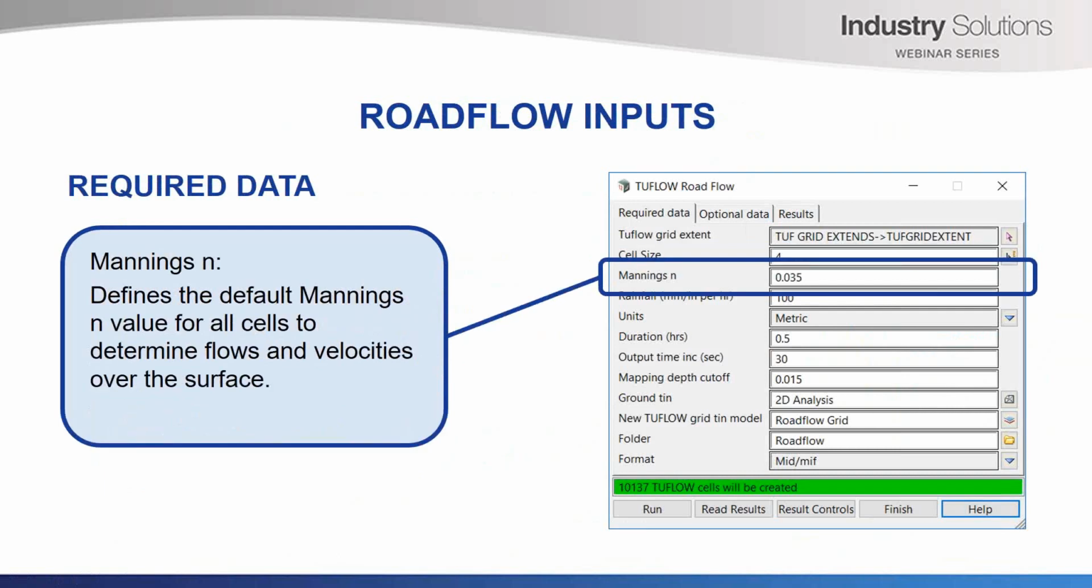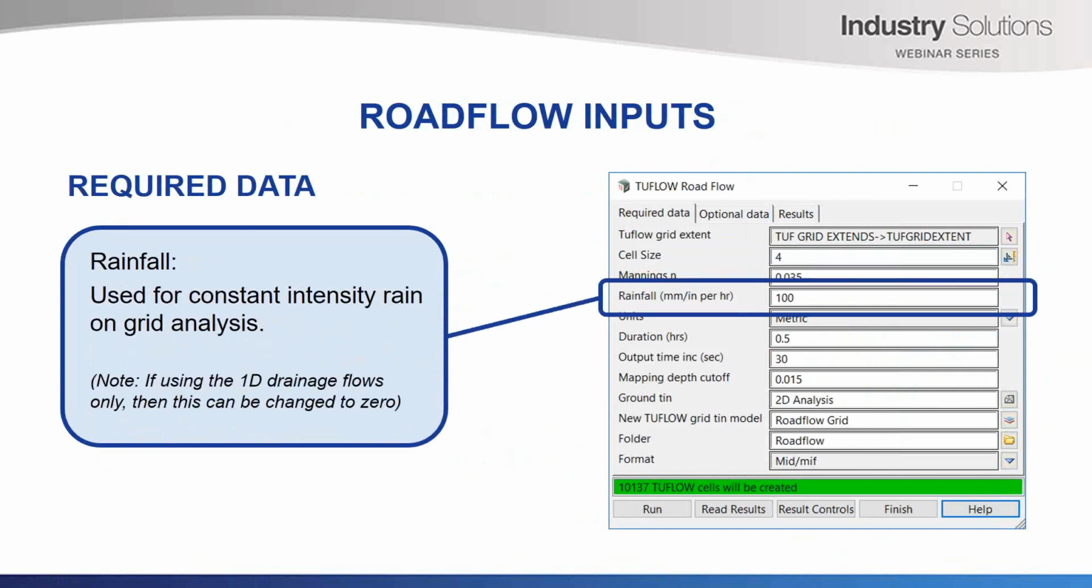The Manning's N, this is the default Manning's N, or the surface roughness, to be put into the TUFLOW 2D run, and this is to help determine flows and velocities over the surface. The rainfall, this is used for a constant rainfall on grid analysis. As I say, it's one of the quickest ways to get rain or water into the cells, and this can be run individually on its own, but if you are linking it up with the 1D drainage network and using the hydrology from that, then that can actually be changed to 0, and all of the flows will be totally determined on the 1D network.